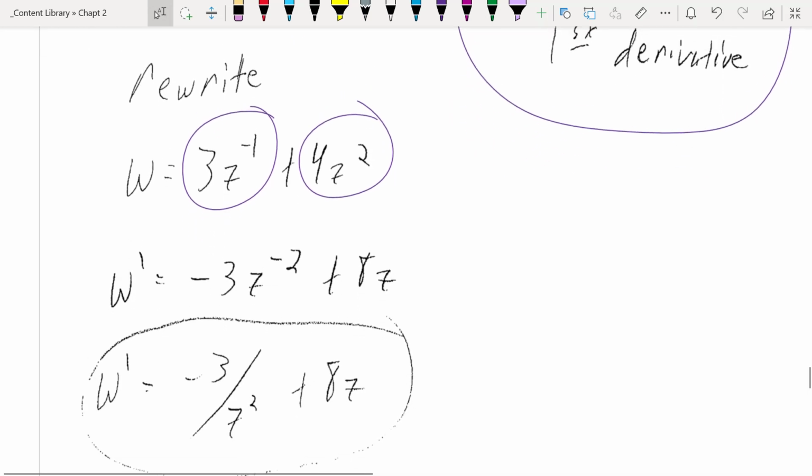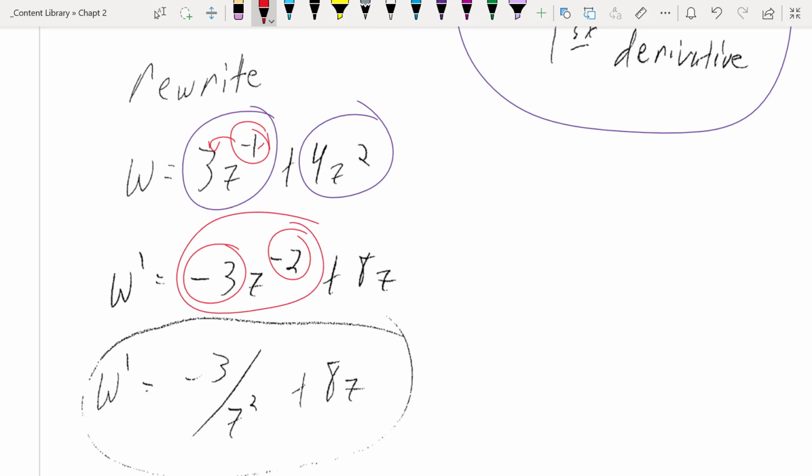So now to find the derivative of this, since I'm doing it with respect to z, you're going to notice the z is already in my equation. So all I have to do is just go ahead and take the derivative. I'm going to take negative 1 times 3 and get negative 3, and I'm going to subtract 1 from that and I get negative 2. So that entire derivative is going to be negative 3z to the negative 2.